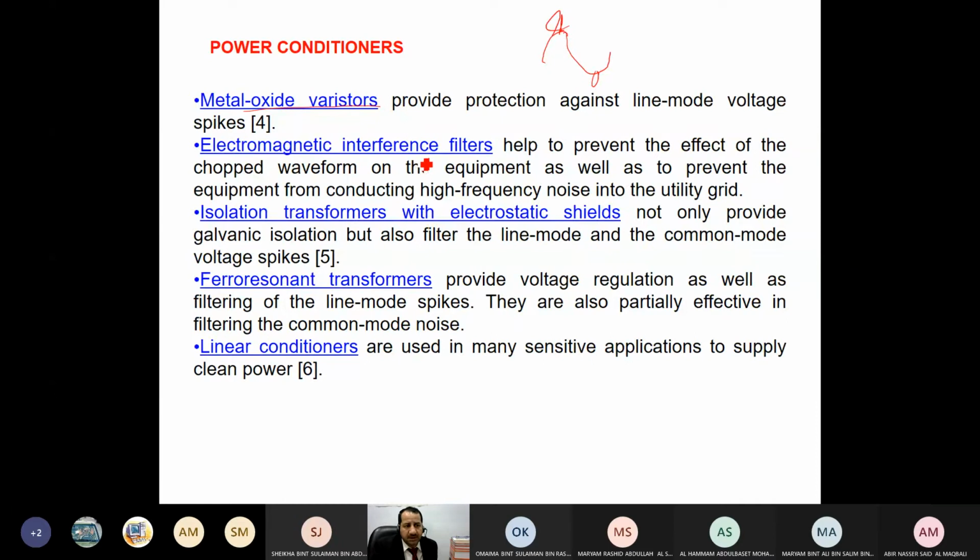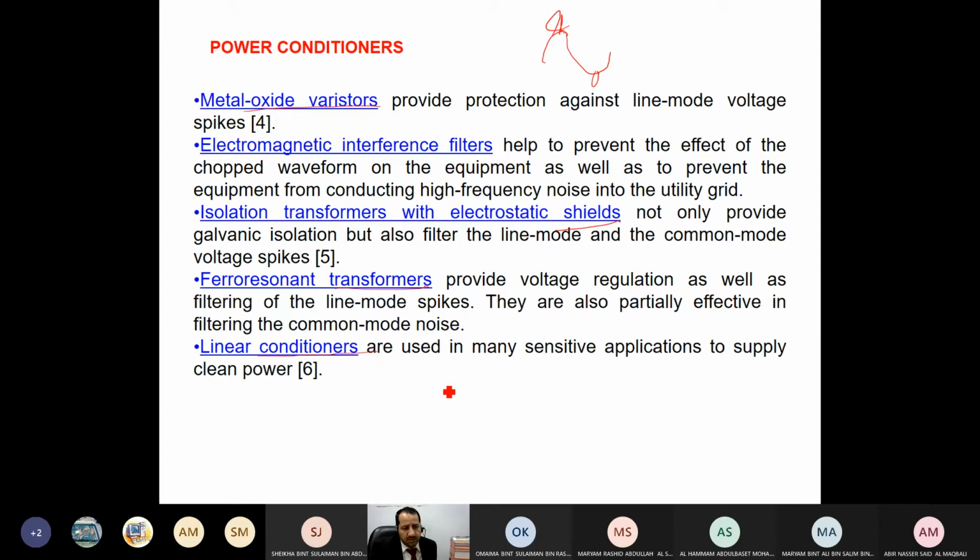Electromagnetic interference filter. I mentioned that we have very fast, high frequency switching, which produces high noise. How can we protect against this? There is a filter connected on the supply. I will show you later. Isolation transformer with electrostatic shield is used to filter line mode disturbances or spikes. Inductance in general absorbs these spikes. Ferroresonant transformer, we regulate the voltage output here, and we cancel the spikes, the noise, all of them. It is also sort of mitigating harmonics.